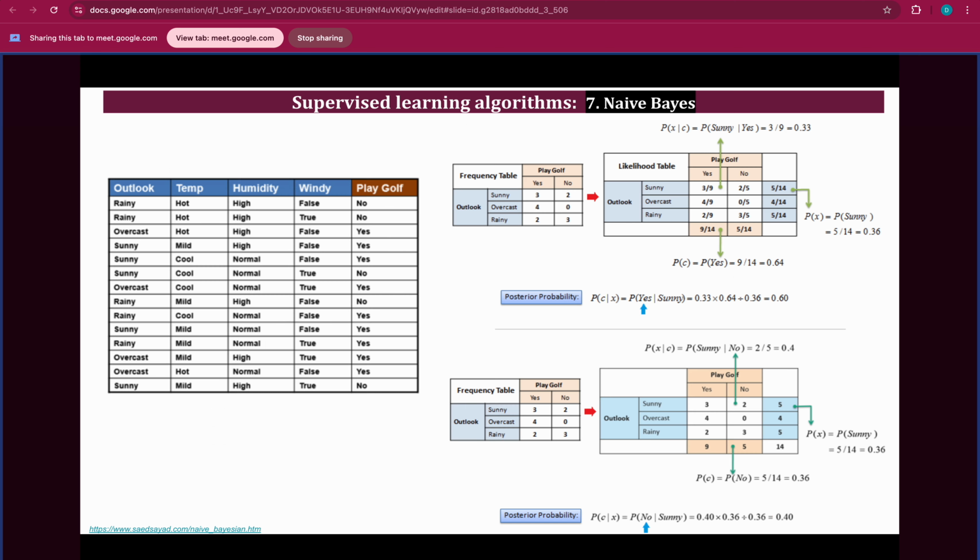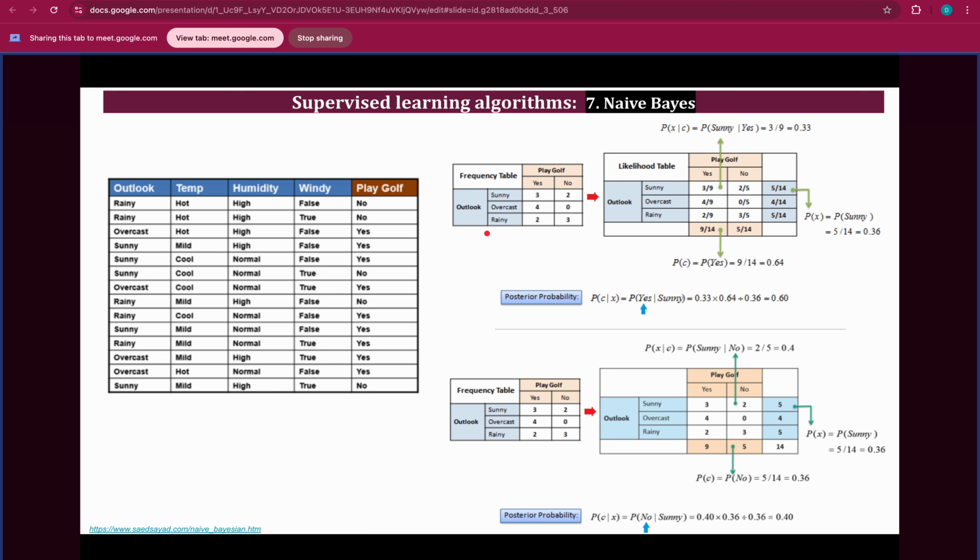And for quick detail, I will give you an example. This is the example of a person: this is the weather, this is the temperature, this is the humidity and the condition of wind. This is the outcome or the decision, you can say the categories, yes or no, of whether the person will play golf or not, given these weather conditions, temperatures, humidity, and winds.